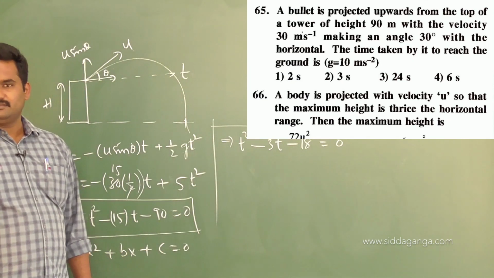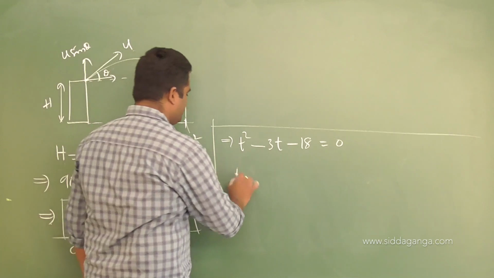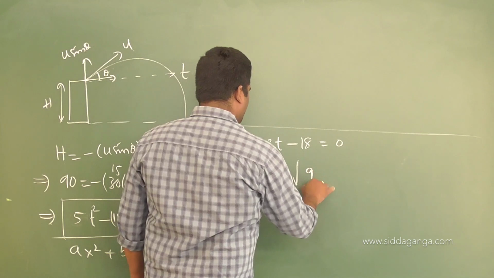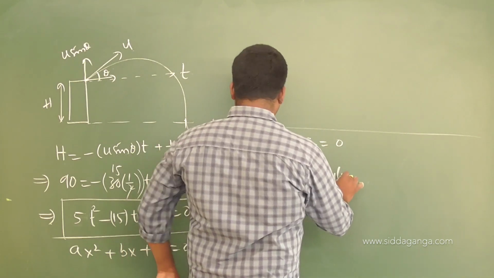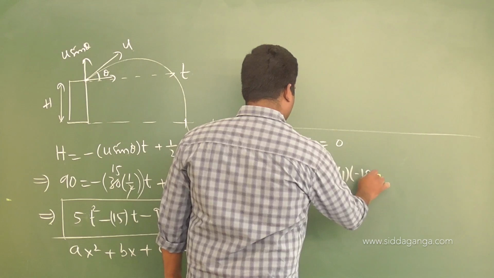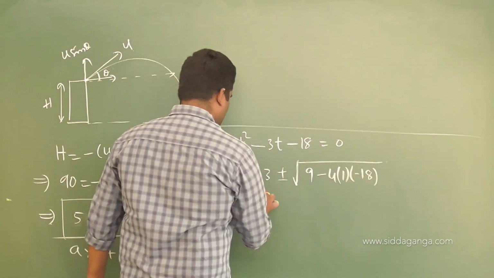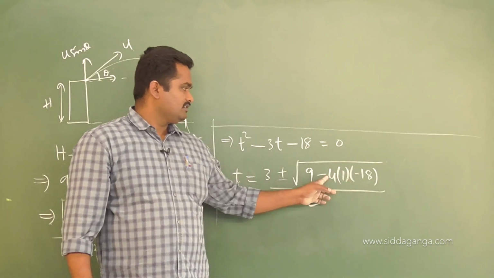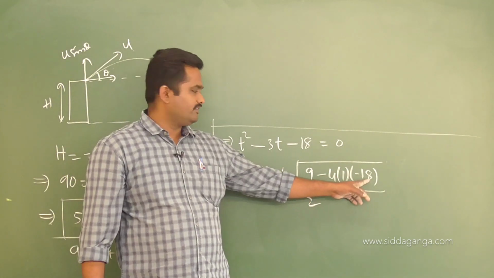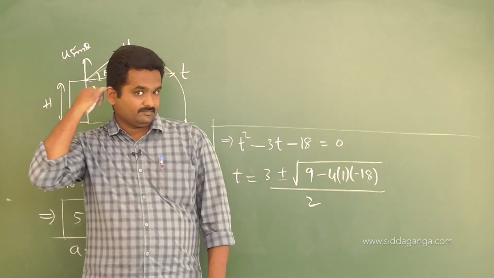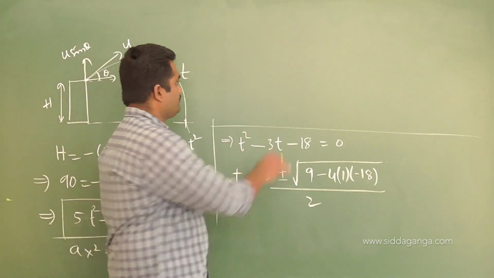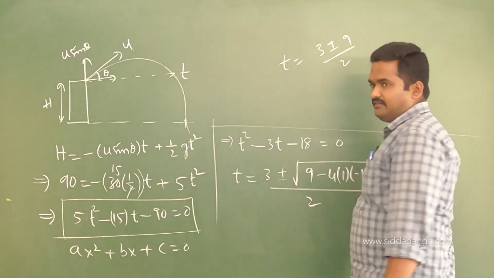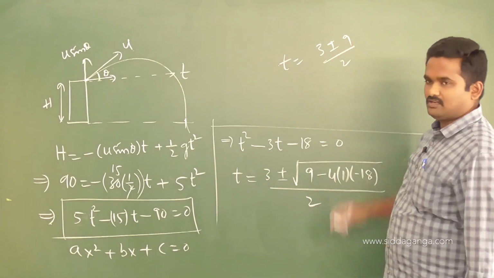Roots of this equation, t will be equal to minus b, that is 3, plus or minus root of b square, that is 9, minus 4 into a, which is 1, into c, which is how much? Minus 8, divided by 2a. See, this becomes minus into minus, plus, right? 18 fours are 72, 72 plus 9 is 81. Root 81 is 9. So finally you will get t equals 3 plus or minus 9 by 2. Time will never be negative, that's why 3 minus 9 will not be the answer.